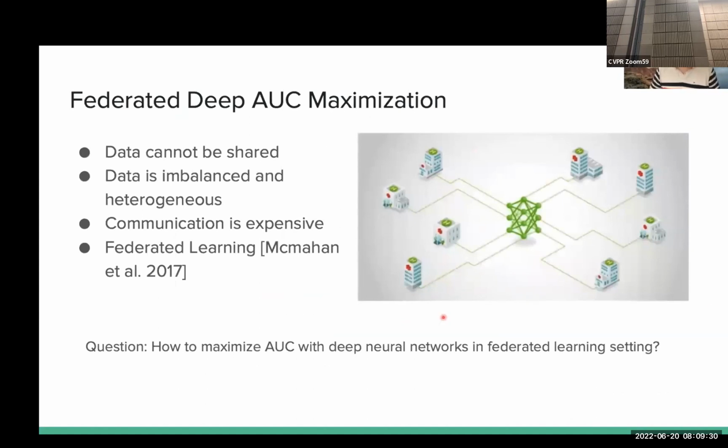In real data applications, for example, hospitals don't want to share data with other hospitals because it's private data. All the data might be very imbalanced and heterogeneous, and communication between those agents is pretty expensive. Due to this reason, McMahan et al. proposed the concept of federated learning. But federated learning was usually only solving the minimization problem, like minimizing the cross entropy loss. The question here is: how can we maximize AUC with deep neural networks in a federated learning setting?